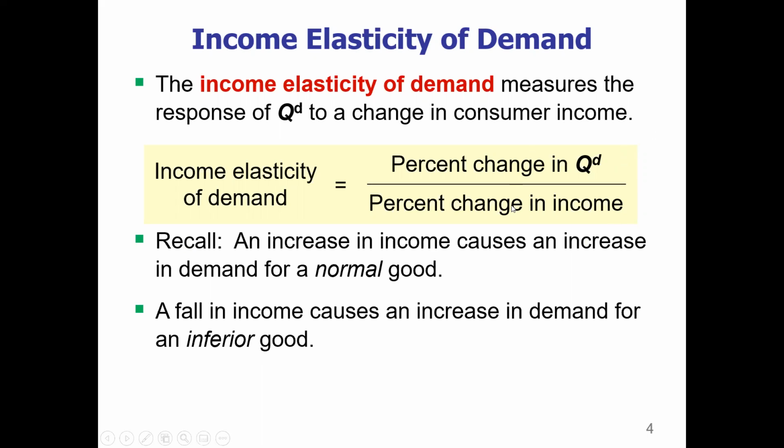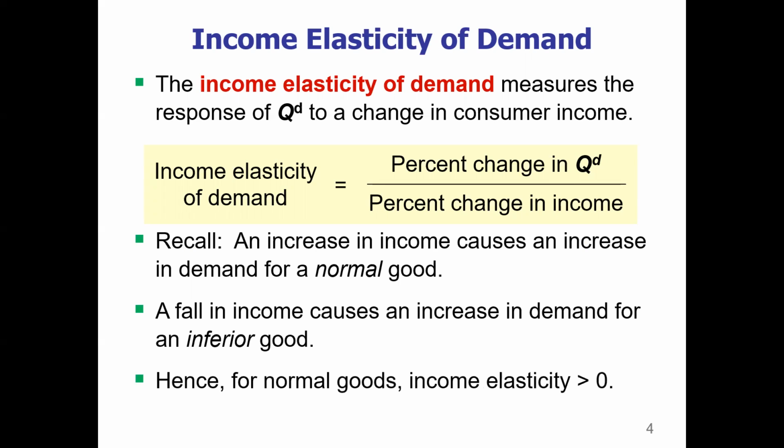So if income's going up and quantity demanded is going down, we've got a negative divided by a positive, which will be a negative number. And if both are going up, a positive percentage change in quantity and a positive income change, we'll get a positive number. In other words, an answer above zero. So normal goods will have positive income elasticities of demand, whereas inferior goods will have negative income elasticities of demand. For normal goods, the income elasticity of demand will be above zero. For inferior goods, it will be below zero.